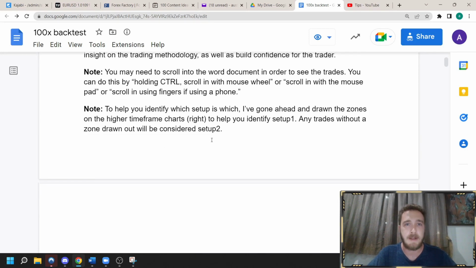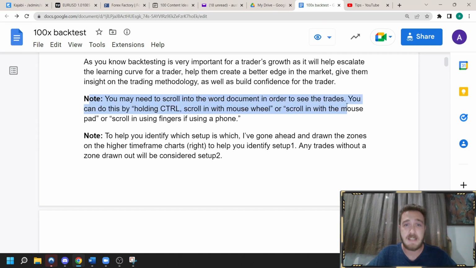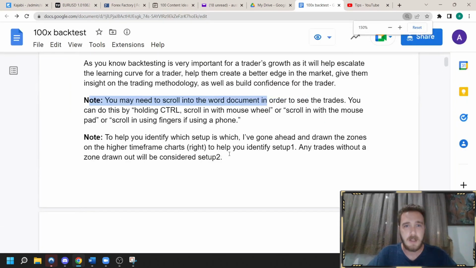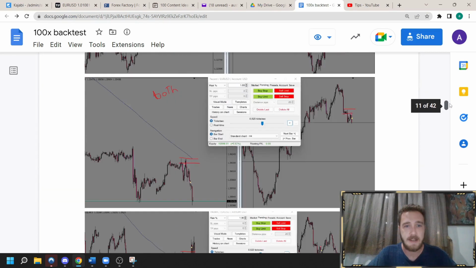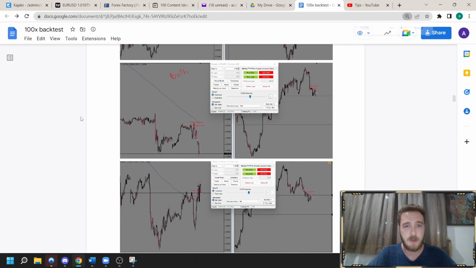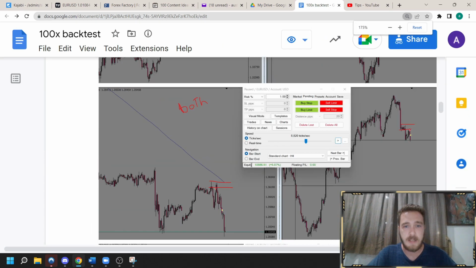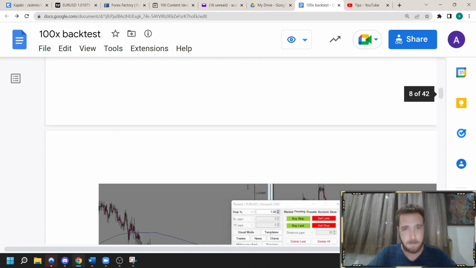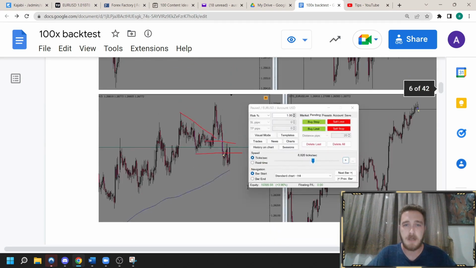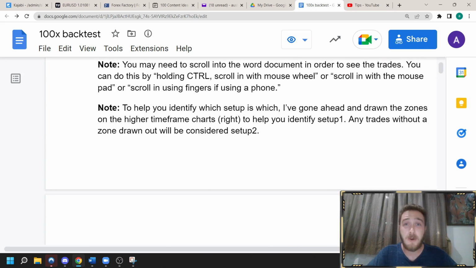I strongly recommend it. Now note, this is important for you guys to have this document. You may need to scroll into this document to see the trades, because you know how I'm doing this? You guys might need to do that in order to see my trades that I'm taking, like down here. If you scroll out, you might not be able to see it too well. So you might need to scroll in to really start to see what I'm trying to do. And if you have problems understanding, just go back and look at the pictures and look at the setup again, but it's pretty self-explanatory.